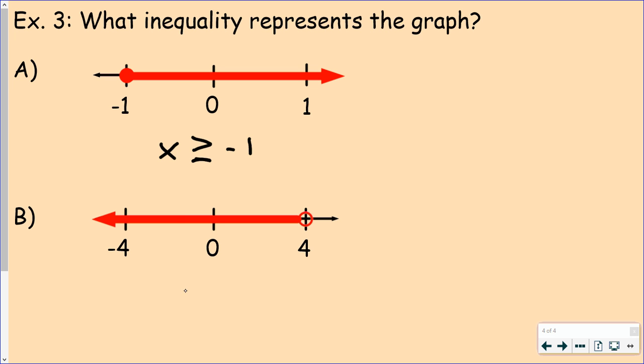All right, so let's look at this one. We have x, we have 4 because that's where our circle is. It's an open circle, so there's no line under it. So this is saying x is any value to the left of 4. Well, the values to the left of 4 are less than 4. And again, there's not a line under it because it's an open circle. So those would be your solutions to that.